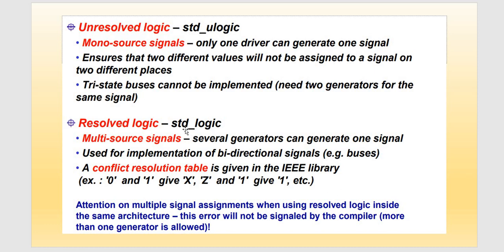As far as resolved logic is considered, this is std_logic, where multi-source signals, several generators, can generate one signal, used for implementation of bidirectional signals, that is buses. Especially the conflict resolution table in IEEE has been given as 0, 1, don't care, and high impedance. So pay attention to multiple signal assignments when using resolved logic inside the same architecture. This error will not be signaled by the compiler, so you will not get a direct error, and more than one generator is allowed. So you have to take care while writing your logic.